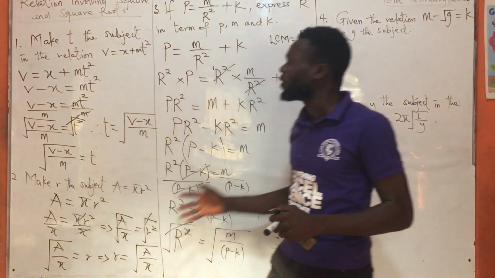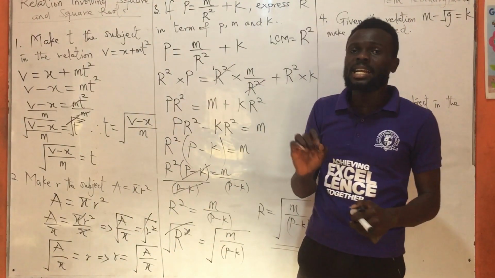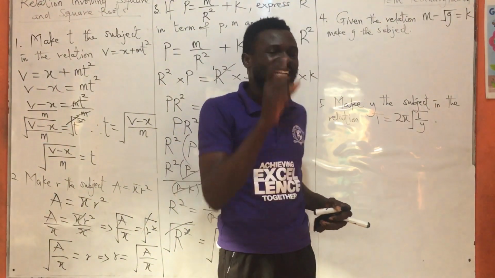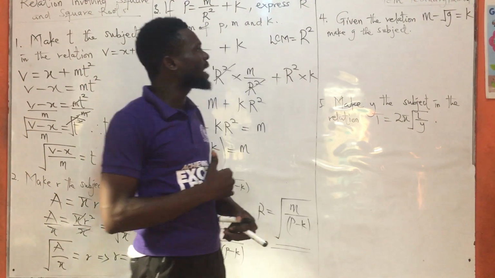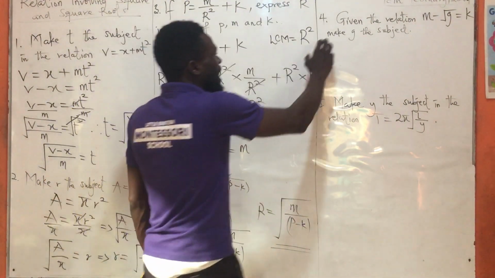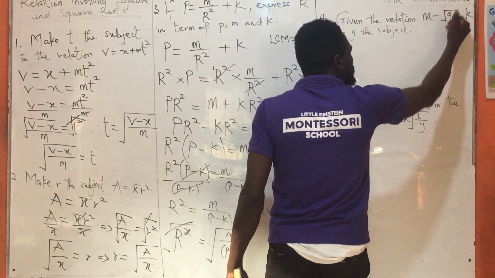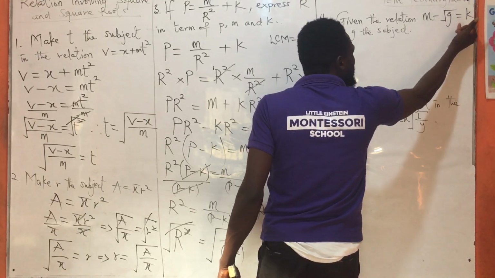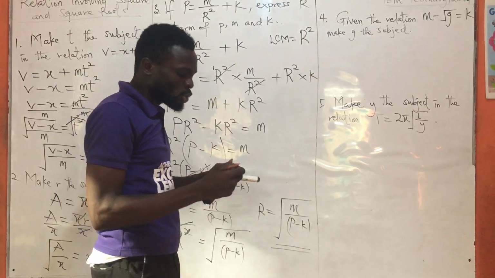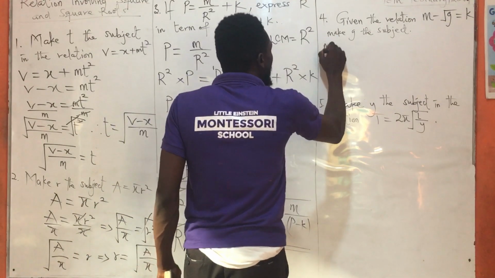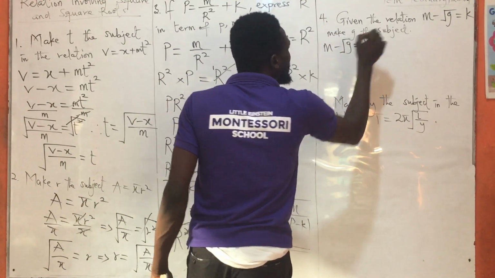Now the ones we've solved for, the subject has a square. Now let's look at the situation whereby it has a square root. Let's look at number 4. Given the relation m minus the square root of g is equal to k, make g the subject. So this is the relation you have: m minus the square root of g is equal to k.